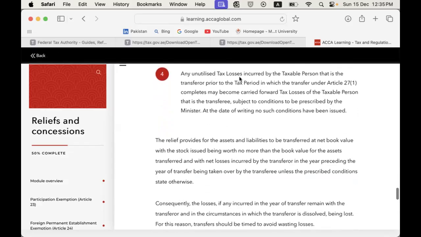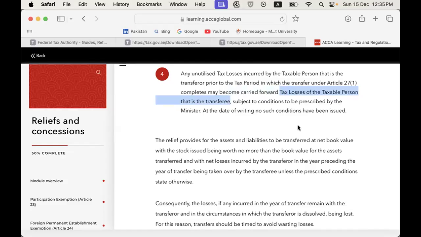Any unutilized tax losses incurred by the taxable person, that is the transferor, prior to the tax period in which the transfer under Article 27 completes, may become carried forward tax losses of the taxable person, that is the transferee. That's a very important point. And sometimes when we are doing tax due diligence, or even considering strategy, this point will play a huge role in our decision.